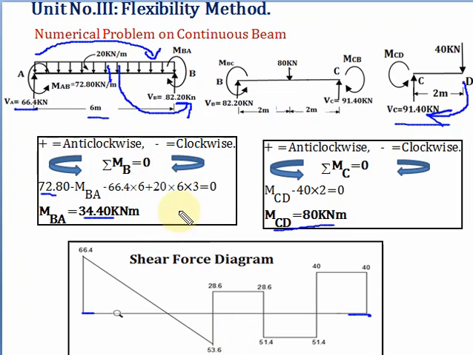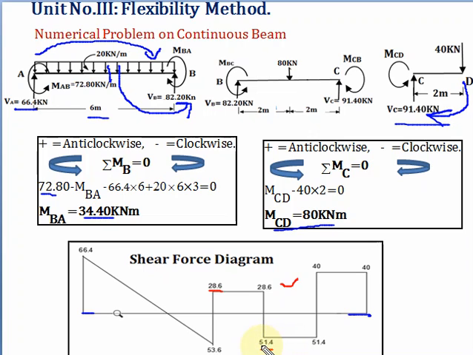Now the vertical reaction at B is 82.8. So minus 53.6 plus 82.8, we'll get the value 28.6. In this portion there is no load, so we have to join by a horizontal line. So here also the value will be the same, that is 28.6. Now here there is a point load of 80 kilonewton and it is acting down. So 28.6 is positive, minus 80, so we'll get the value minus 51.4.